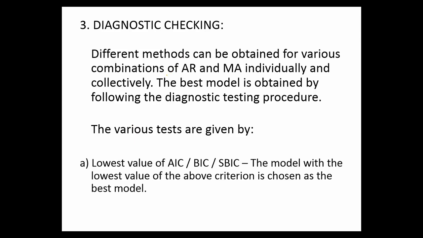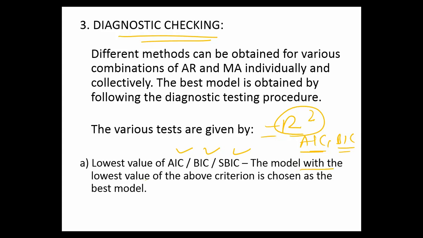Now once we have already built it, we'll do the diagnostic checking. So what we'll do is look at a lot of diagnostics or statistics from the model, and we'll be very sure only after we see that these values are in a comfortable or acceptable range. Pretty much like you see R square, AIC, BIC in regression, right? You don't have R square here, but you have AIC, BIC, SBIC. The model with the lowest value of the above criteria is the best model.